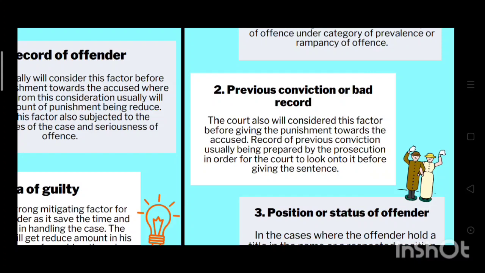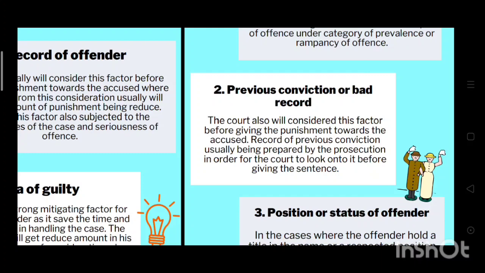Besides that, the court also will look into the previous punishment in order to see whether the punishment given before gave a deterrent effect or not toward the accused. If the punishment does not give any effect, judging by the number of times the similar offence is being repeated, then the court has the power to give a severe punishment to the accused.